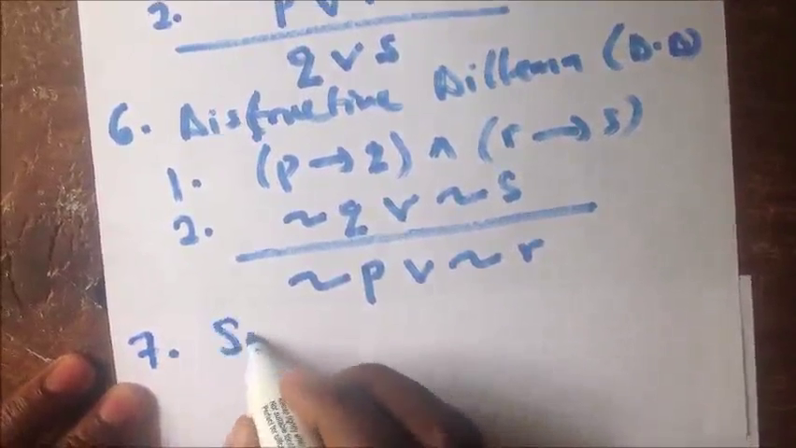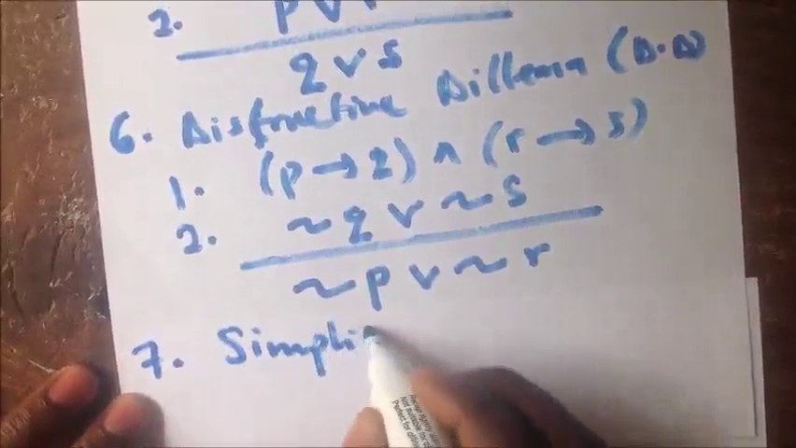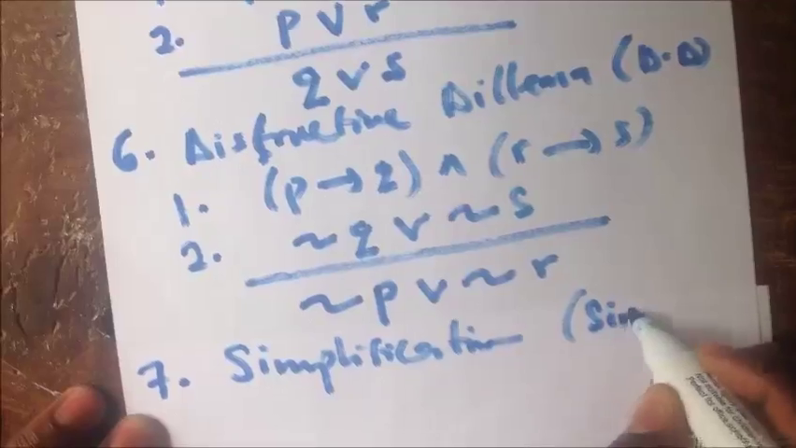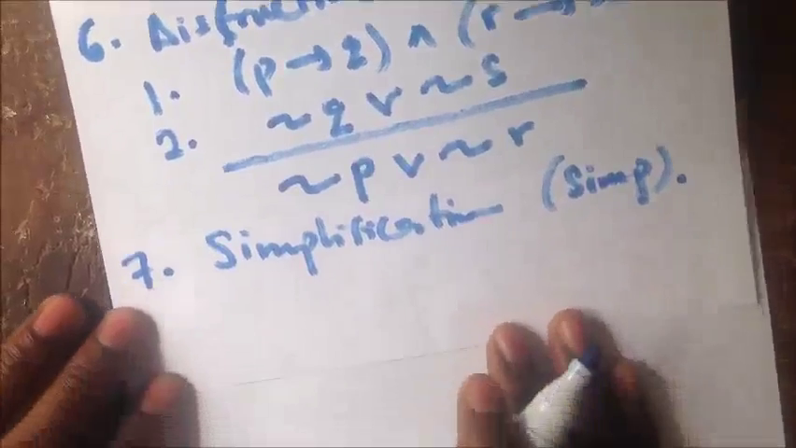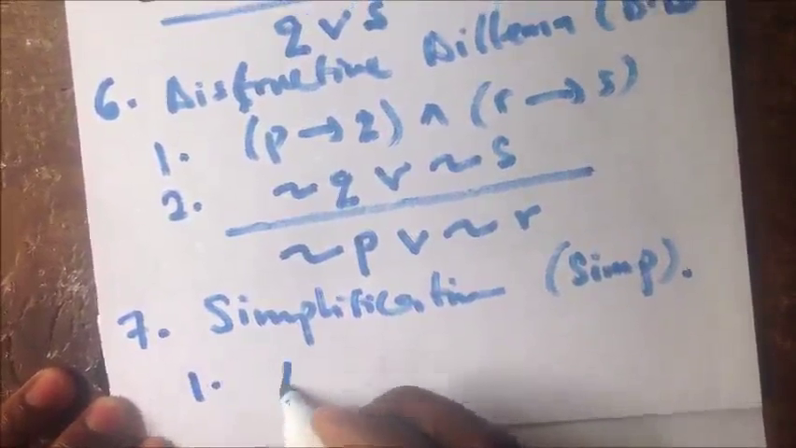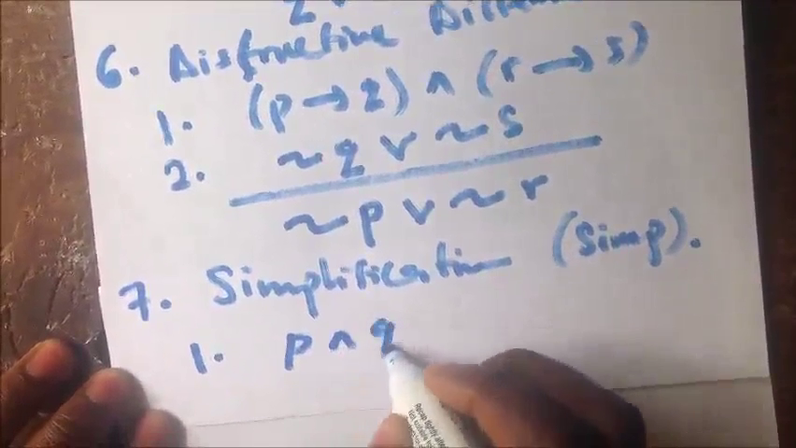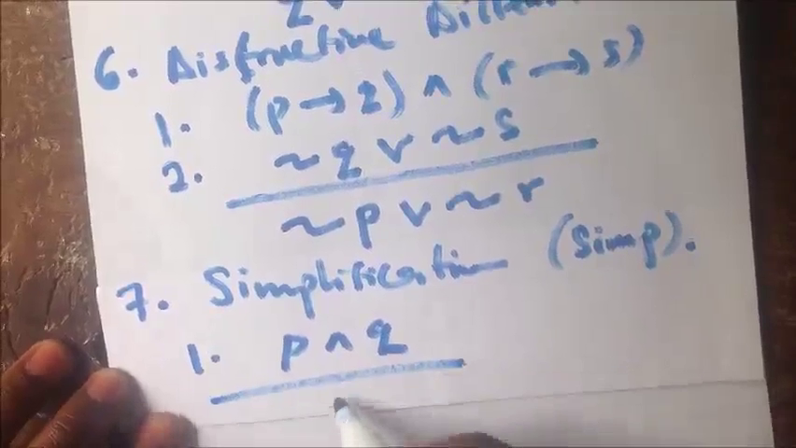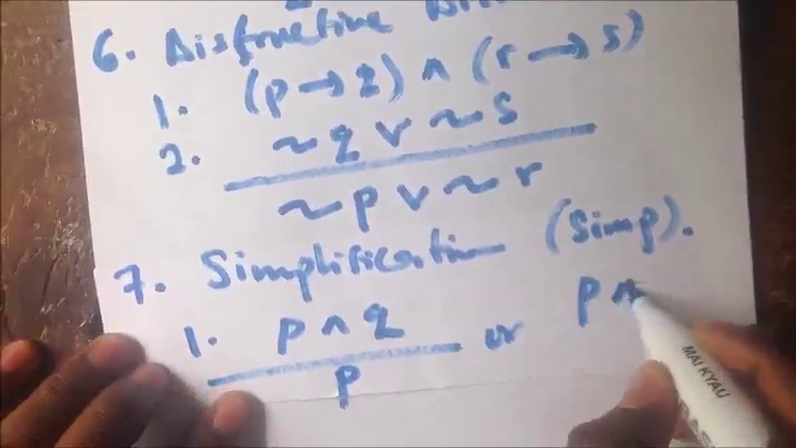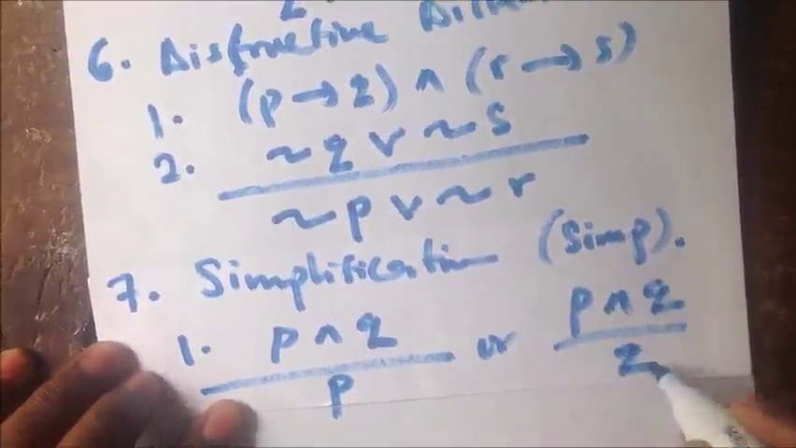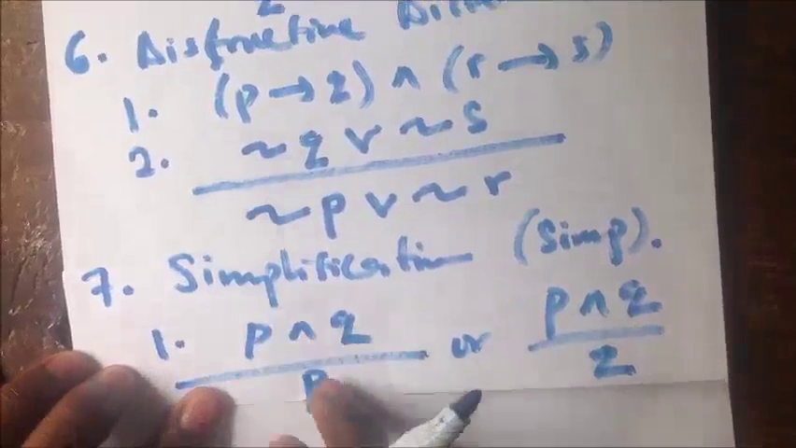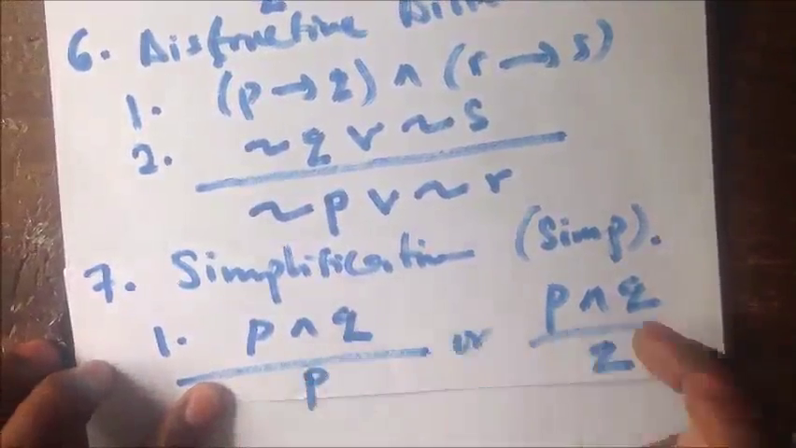Under this, we have number 7, which is simplification, abbreviated as Sim. When you see Sim in the rules of inference, it means simplification. When you are given as premise P and Q is true, therefore P is true, or from P and Q, therefore Q is true. Why? Because using conjunction, the statement must be true for it to be true. That's why whichever one you pick is true.